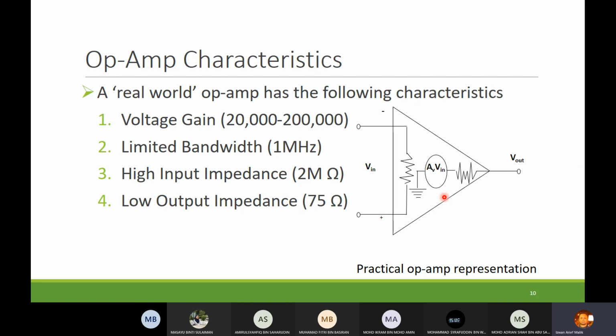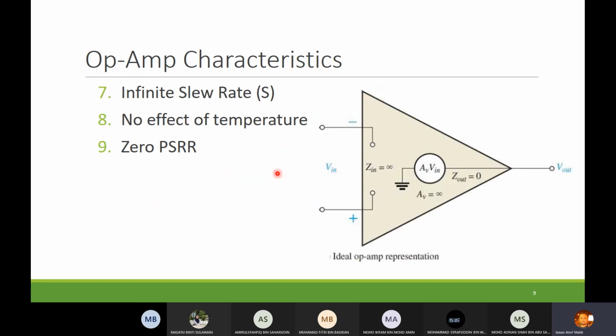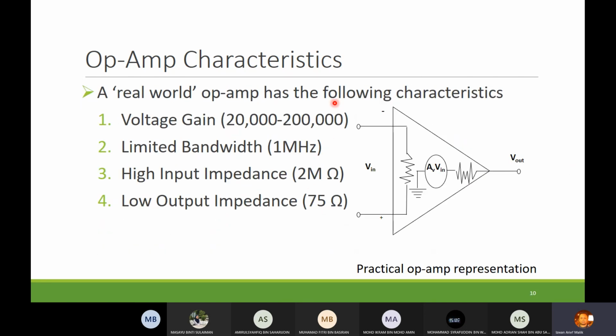But a more practical op-amp, which is easier for us to find, what we usually encounter, has the following characteristics: a voltage gain of 20,000 to 200,000, bandwidth of 1 MHz, so it is limited, input impedance up to 2 mega ohm, and output impedance is 75 ohm for low output impedance. So we can compare the ideal with the real world one.